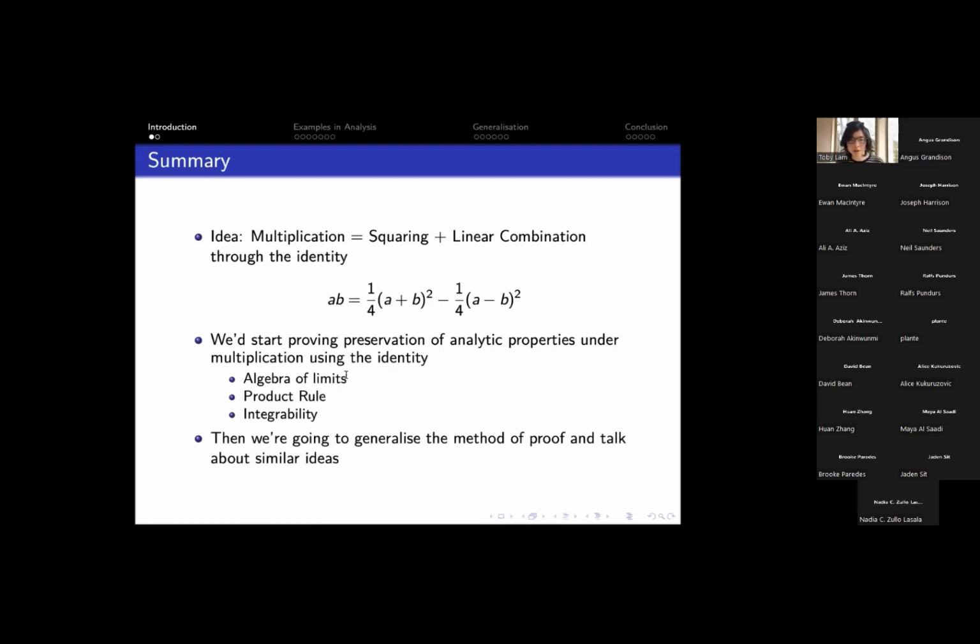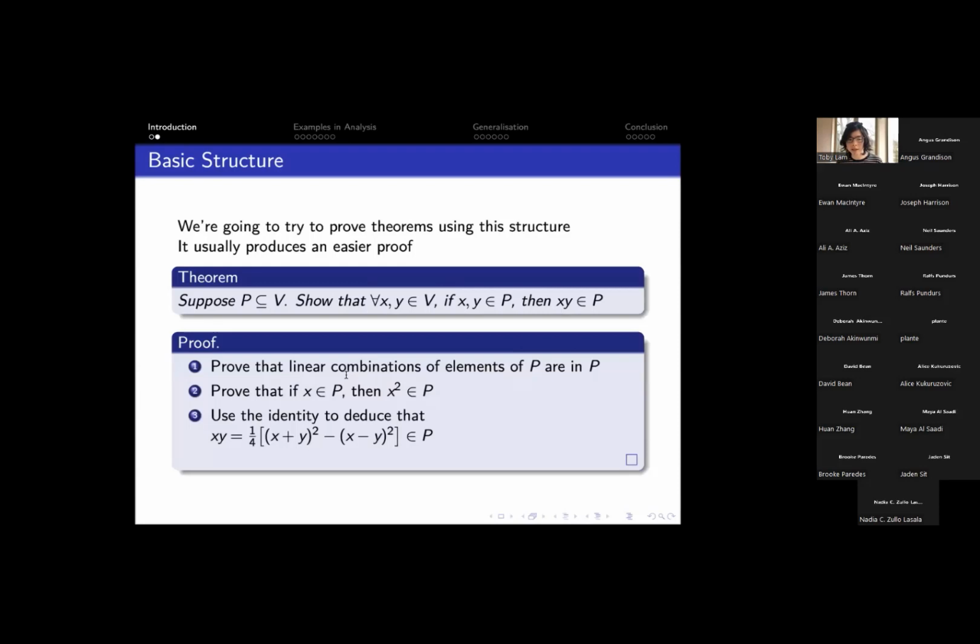So the basic structure is that, suppose we let P be the subset of some elements that have a desired property. For example, we can let V be the set of all functions, and we would let P be the set of all continuous functions, something like that. What we want to show is that if X and Y have this property, then the product has this property.